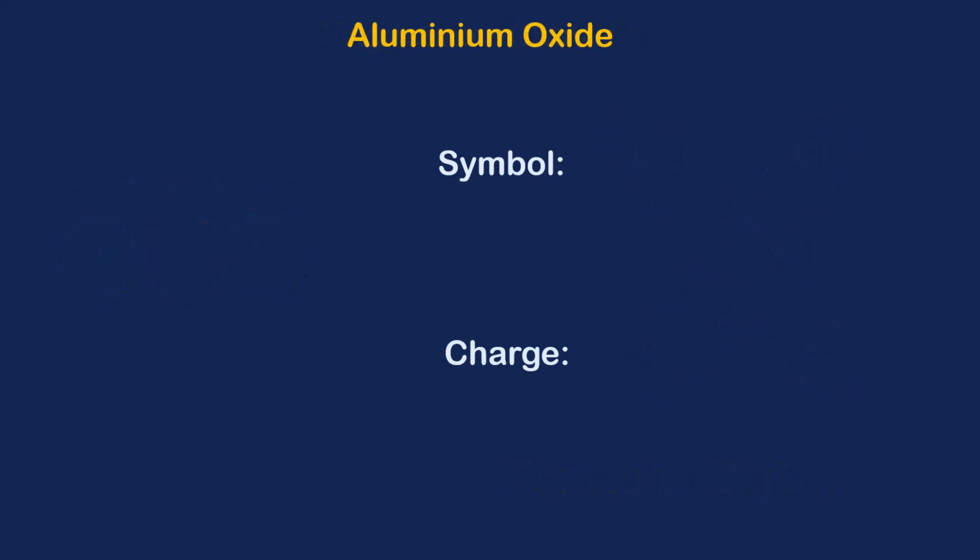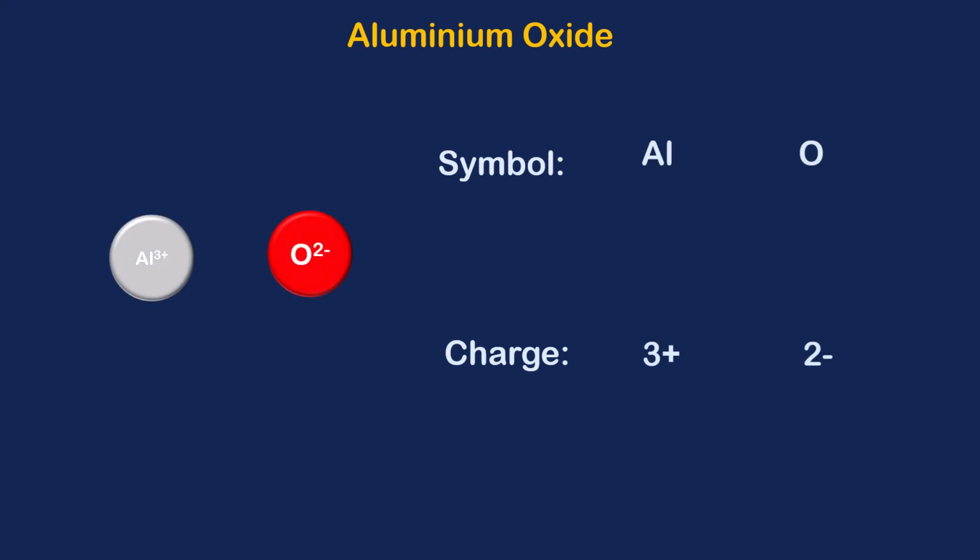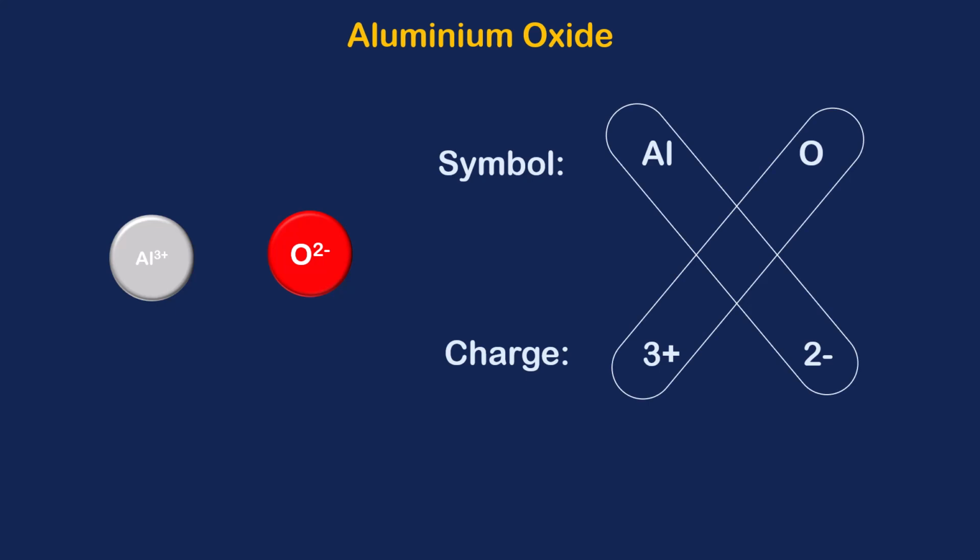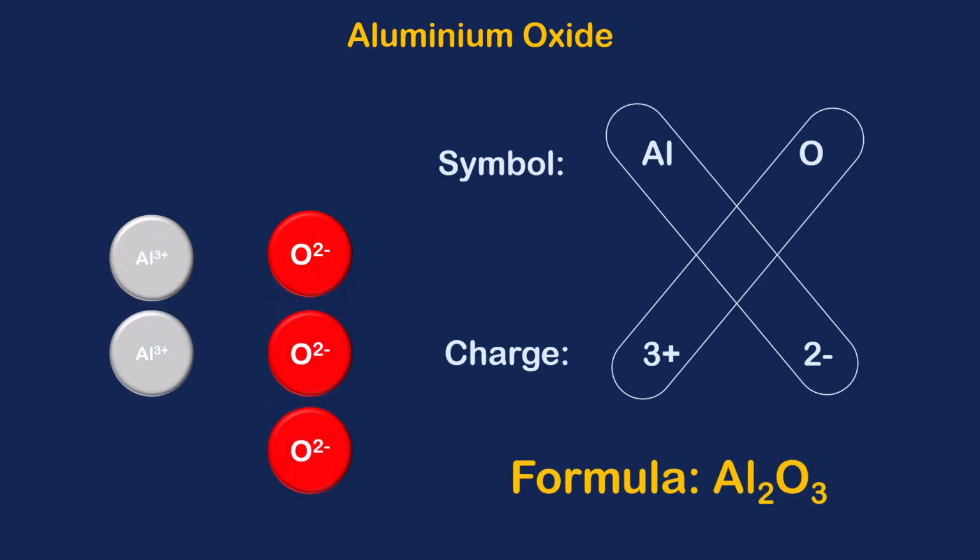Now let's look at an interesting one. Aluminium oxide. Aluminium has a charge of 3 plus and oxide has a charge of 2 minus. When we cross over the charges, we see that we need 2 aluminium ions and 3 oxide ions to balance.